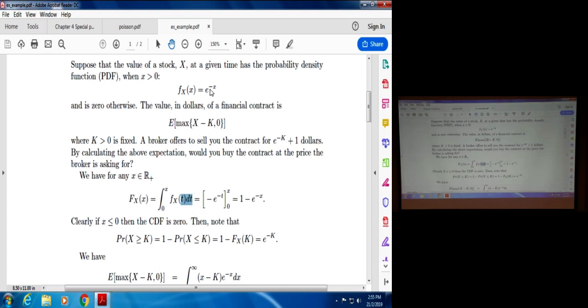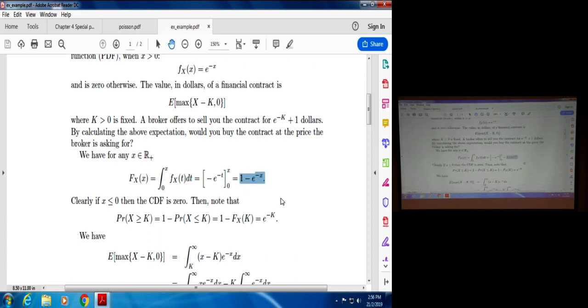The PDF is e to the minus t, so I want to compute the integral of e to the minus t, which is minus e to the minus t. I go between 0 and x. At x I get minus e to the minus x, and at 0 I get minus 1. So the CDF of an exponential random variable with parameter lambda or alpha equal to 1 is 1 minus e to the minus x.